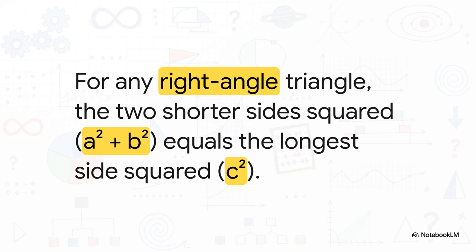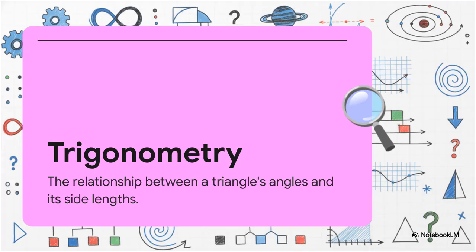It's like this magical hidden connection between the sides of every single right-angle triangle in the universe. So, if Pythagoras gave us this awesome relationship between the sides, what about the angles? Well, that's where trigonometry comes into play. It's literally the study of how a triangle's angles and its side lengths are connected. They have this fixed, predictable relationship, which means if you know one, you can figure out the other.